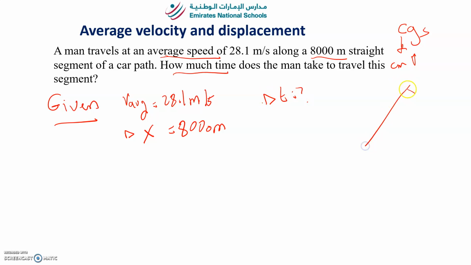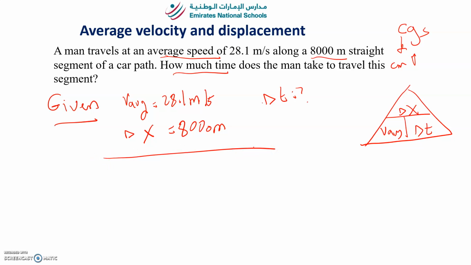Now you remember this triangle. Here on the bottom, I put average, and on the top, I have displacement and t. So do I need to convert? No. I have meter here, and meter per second here, so all the units are consistent, SI units. I don't need to convert. So we wrote the given, we checked the units, and now I start solving the problem.